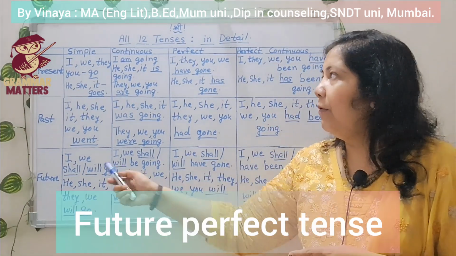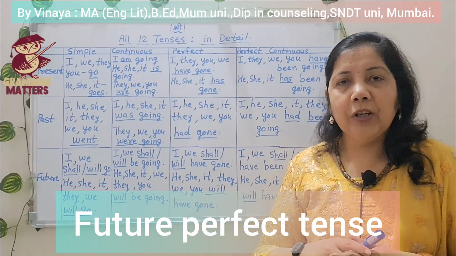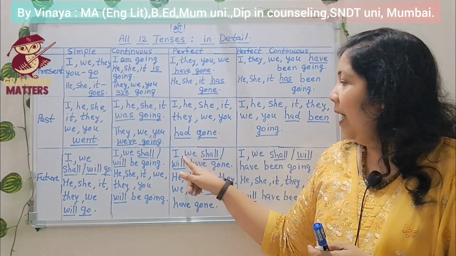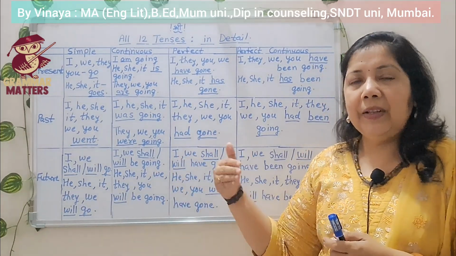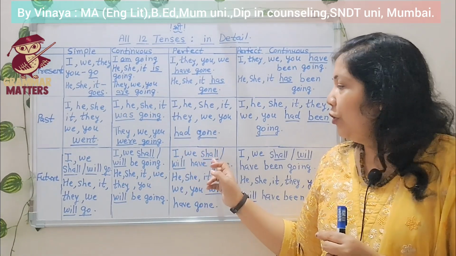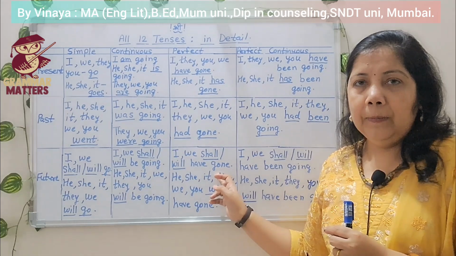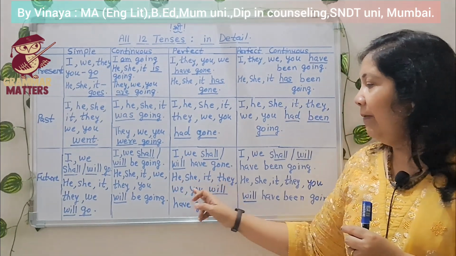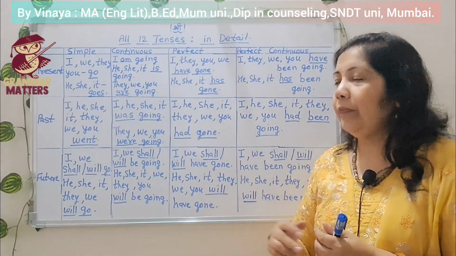Third type now, future perfect tense. I will read first on the board. I or we, shall or will have gone. He, she, it, they, you will have gone.